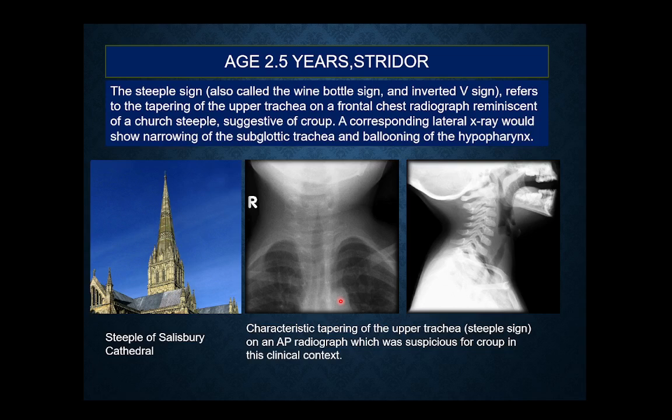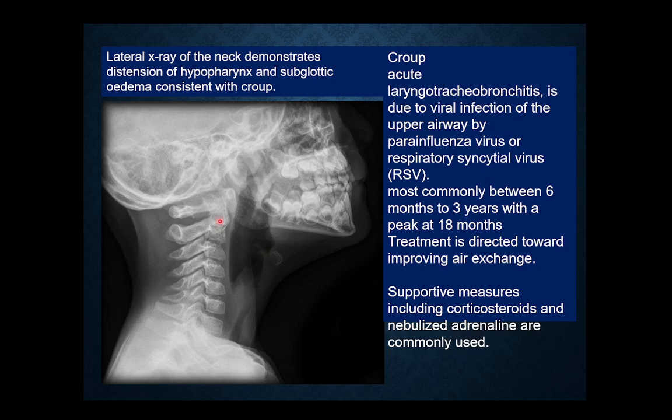Epiglottitis is an emergency. It needs very careful attention because it may lead to some intervention like tracheostomy, etc. So this is known as the steeple sign. Here there is a narrow trachea with distended hypopharynx. And in this image also, lateral view of the neck, you can see distended hypopharynx with narrowing of the trachea.